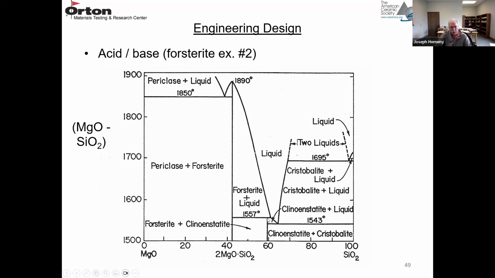The solidus curve here is 1557. Over here, it's 1543. So you develop liquids at low temperatures by putting silica refractories in contact with a basic refractory, like forsterite. So forsterite's basic, and silica is acidic.